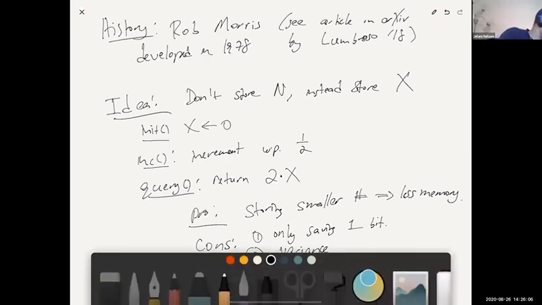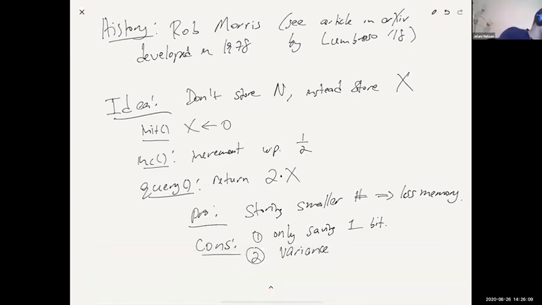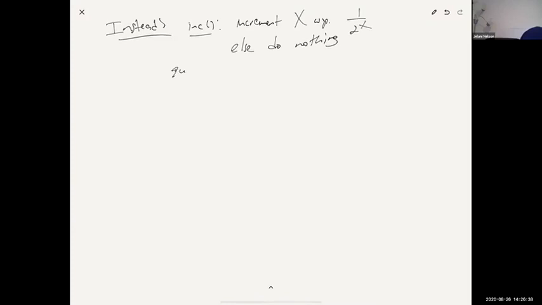Okay. So we're going to fix these one at a time. And the first thing I'm going to try to fix is item 1, the fact that I'm only saving 1 bit. So let's try and save more bits, and then we'll deal with the variance issue later. So instead, I'll increment x with probability 1 over 2 to the x, otherwise do nothing. And query, I'm going to return 2 to the x minus 1.